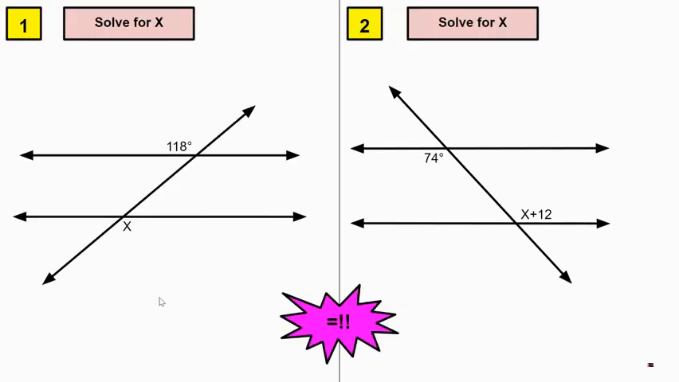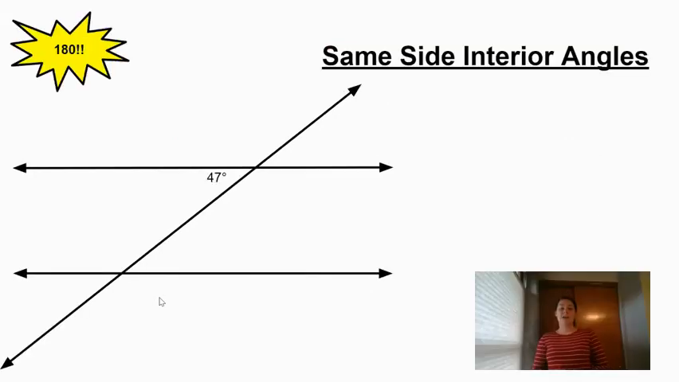Here are 2 problems. You have one that is alternate exterior and one that is alternate interior. Go ahead and solve for x on both of these. And remember, they are equal to each other, so set them equal to one another. All right, we just covered the 4 angle measures that are equal to one another. Now let's look at the angle measures that add up to 180.